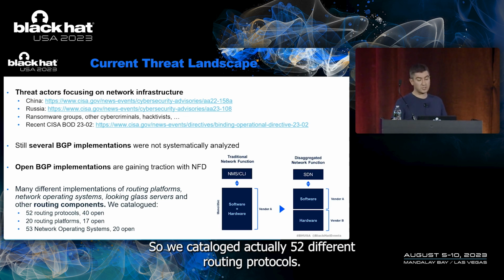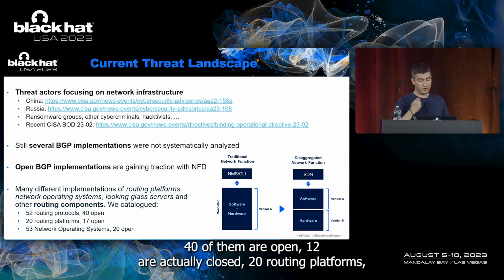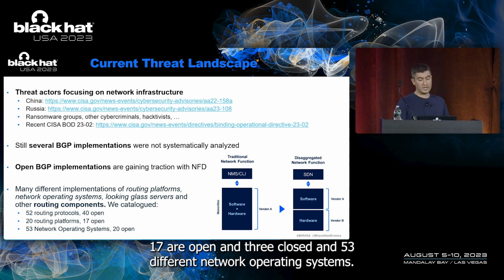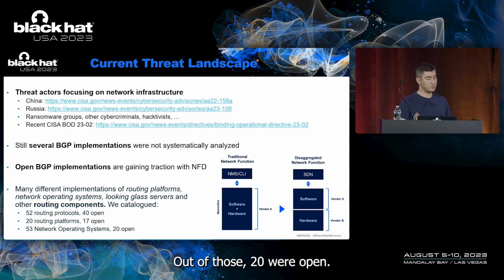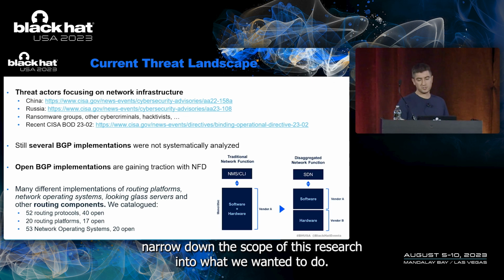So we cataloged actually 52 different routing protocols. 40 of them are open, 12 are actually closed. 20 routing platforms, 17 open and 3 closed. And 53 different network operating systems. Out of those, 20 were open. So we had to really narrow down the scope of this research into what we wanted to do.